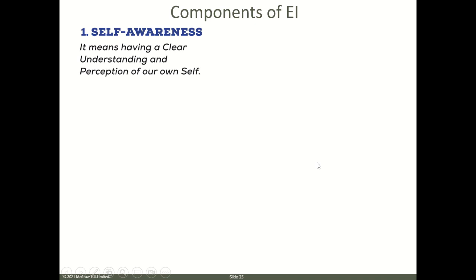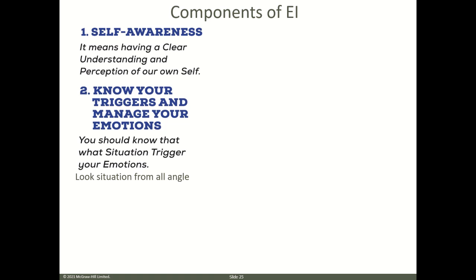So we have some components of EI. What are the components that we have? The first is self-awareness. It means having a clear understanding and perception of ourselves. We're talking about ourselves, right? So this is one component. Second is know your triggers and manage your emotions. What is your trigger point?